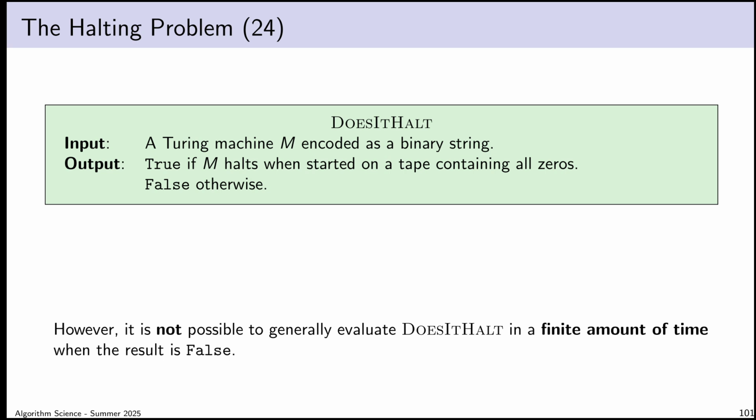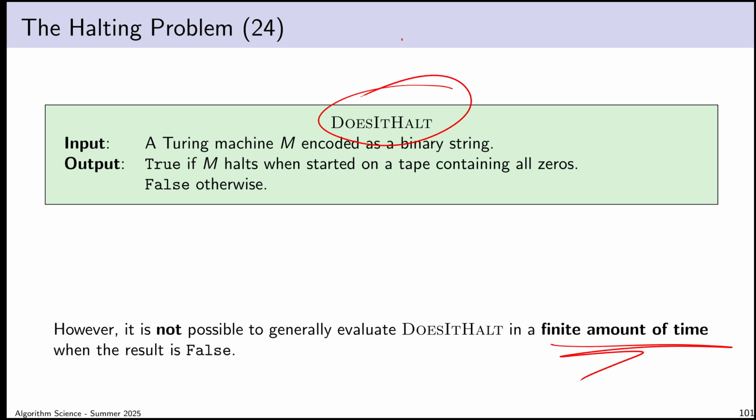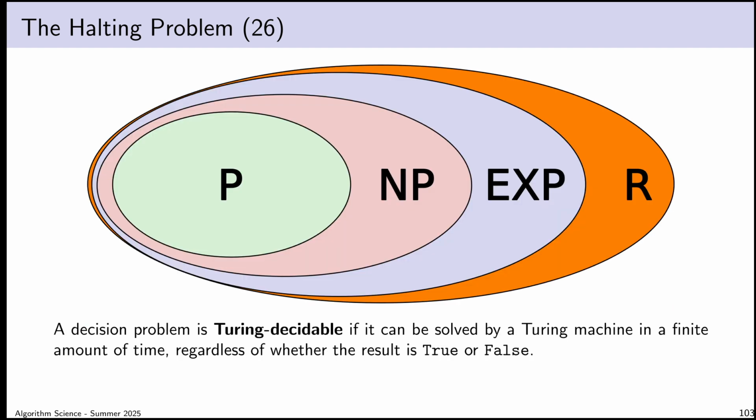So it is not possible in general to evaluate this decision problem, does it halt, in a finite amount of time when the result is false, because the machine literally runs forever if it enters an infinite loop. And there's no way for you to conclude that that's happened in general. There are ways for you to conclude it's happened in some cases, but not in general. And we recall from our definition of an algorithm from about 5 slides into lecture 1 that any process that doesn't finish in a finite amount of time for every input is not an algorithm. And so if there is no way of evaluating this decision problem in a finite amount of time for every input, then there cannot be an algorithm to solve it.